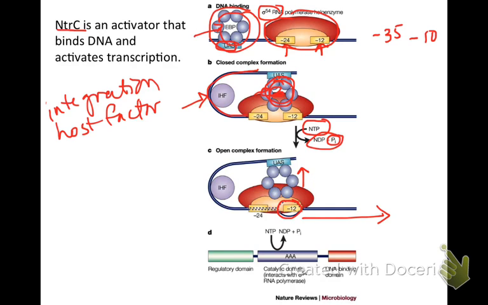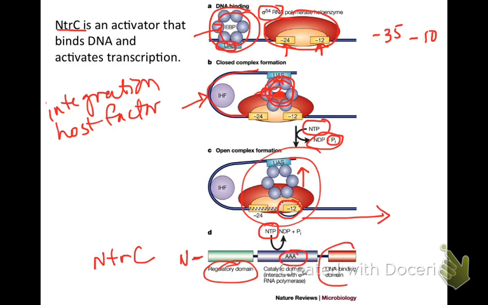Now let's look quickly at what NTRC looks like in terms of the protein. Here's the N-terminal part of NTRC. There's a regulatory domain. Here's the important AAA domain, which is what binds to NTP and releases energy so that we can have this stimulation of the open complex. And then finally, here's the DNA binding domain at the C-terminal end.